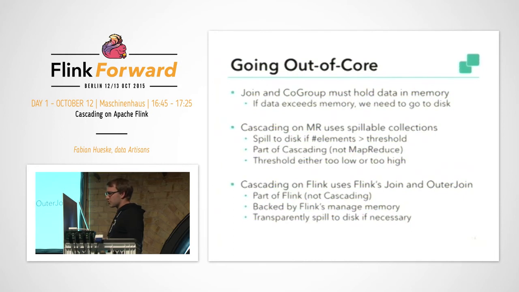Cascading on MapReduce realizes that with spillable collections. So basically there's a spillable list, and there's a certain threshold that you can configure, and whenever, let's say, the list has more than 1,000 elements, it starts putting elements to disk. This is also part of the cascading code. This is not part of the MapReduce code in this implementation. And the tricky thing is, how do you set this threshold, right? If you set it too high, your job is going to die with an out of memory error. If you set it too low, you might not leverage the full memory.